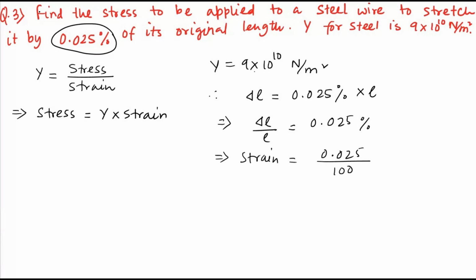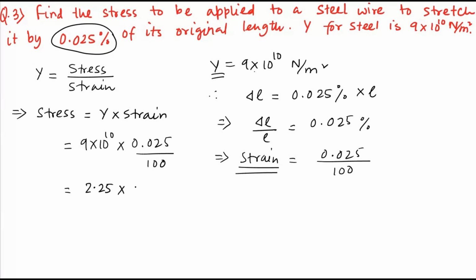That means now we have Y and we have strain, and then we can just substitute the values of Y and strain in this equation. So Y is 9 into 10 to the power 10 and strain is 0.025 divided by 100. And after calculating this value, we'll be getting 2.25 into 10 to the power 7 Newton per meter square. So this is our answer.